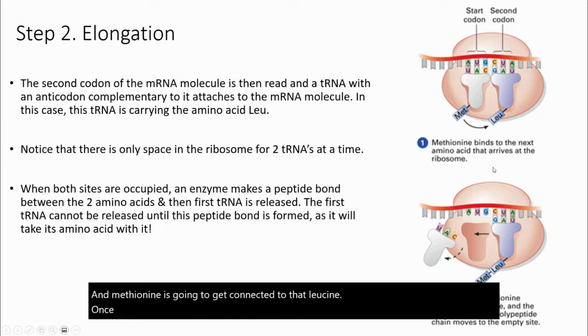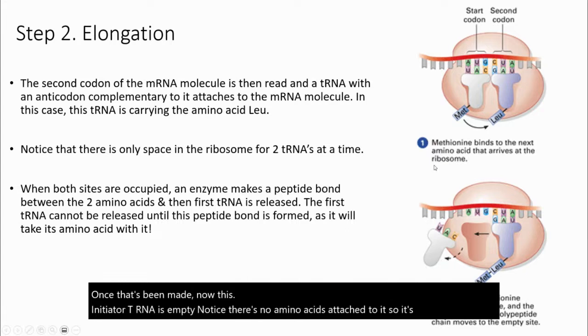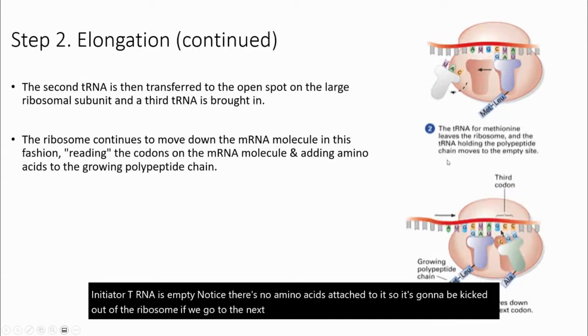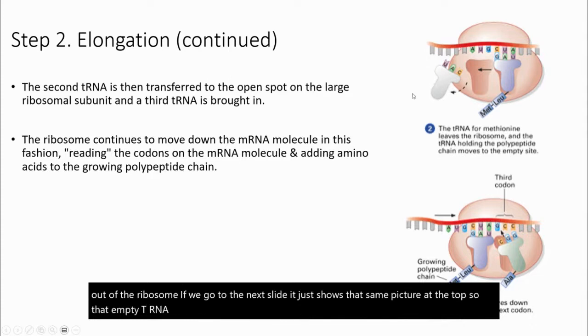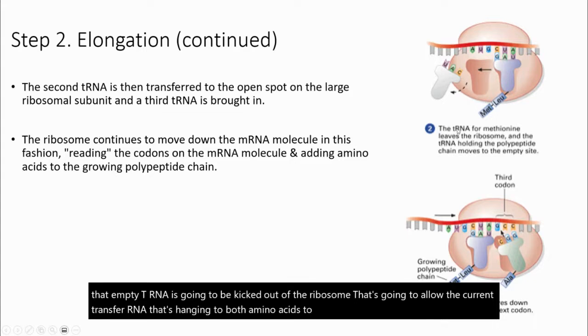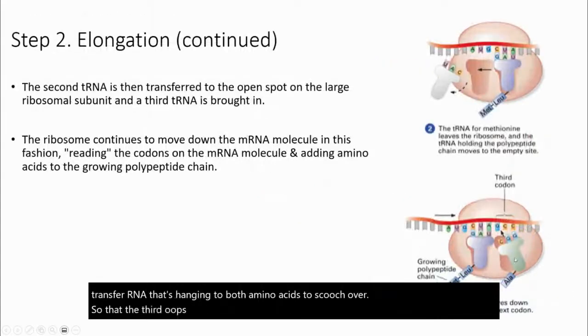Once that connection has been made, that connection is called a peptide bond. Once that's been made, now this initiator tRNA is empty. Notice there's no amino acids attached to it. So it's going to be kicked out of the ribosome. If we go to the next slide, it just shows that same picture at the top. So that empty tRNA is going to be kicked out of the ribosome. That's going to allow the current transfer RNA that's hanging on to both amino acids to scooch over so that the third tRNA can come in and bring that third amino acid with it. Okay?